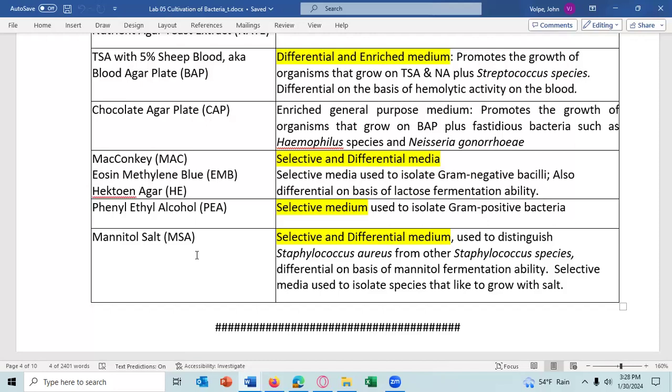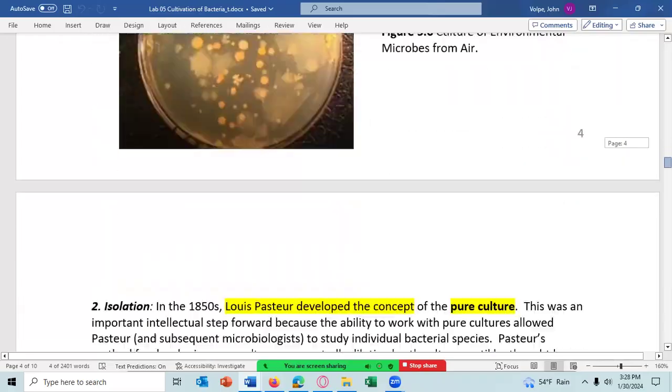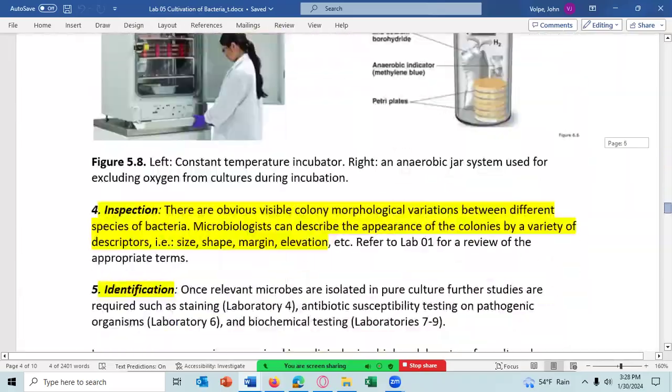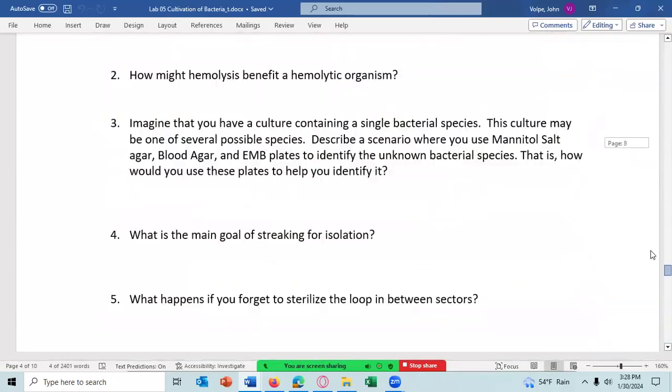Mannitol salt agar is also differential. It allows you to distinguish between cells which ferment the sugar mannitol and those that do not. If the bacteria can ferment the sugar mannitol, they'll make the plate turn yellow. I thought I had a picture here, but I'm not seeing it. So I guess not.